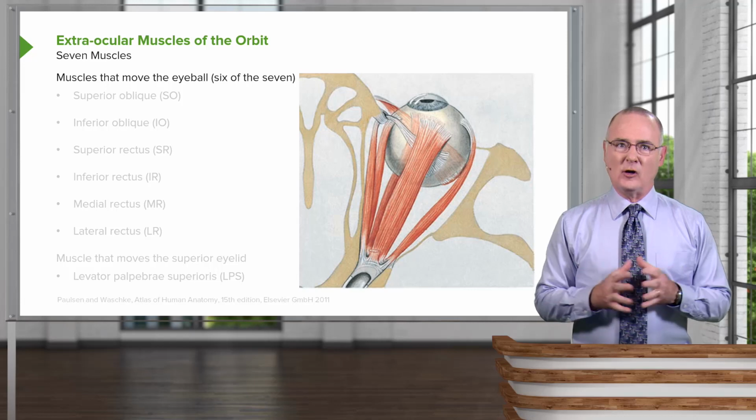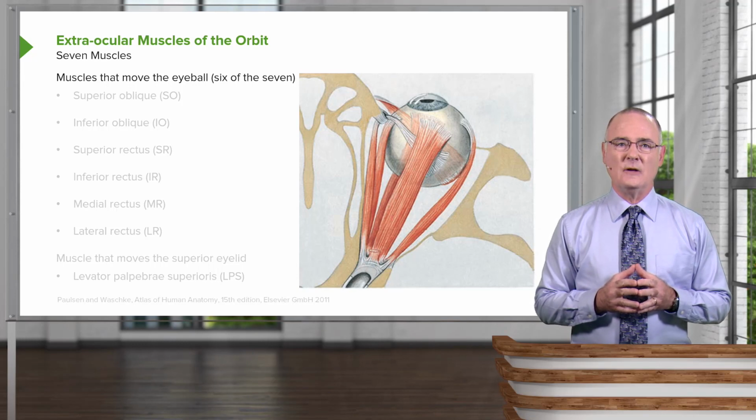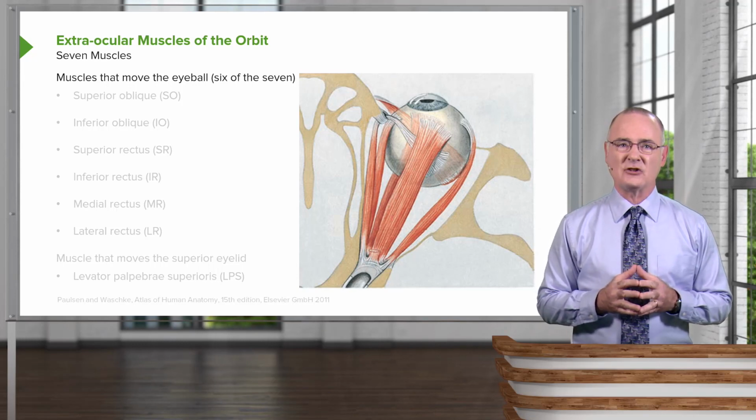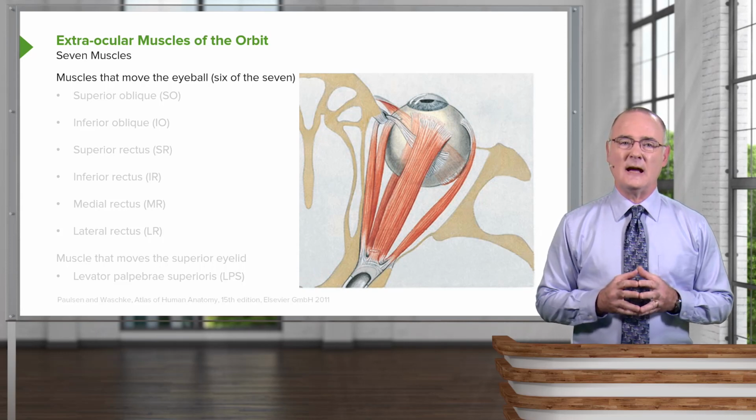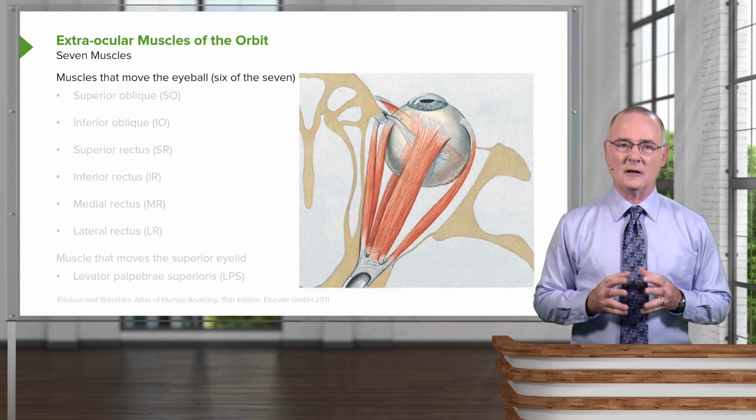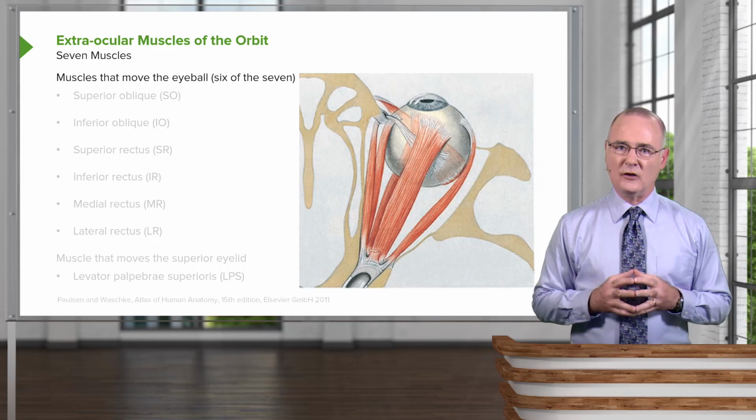When we think about the orbital muscles, we're going to have two groups of muscles. The major group would include 6 muscles that actually attach to the eye and move the eye. And then the other group is a one muscle group. And we'll be able to look at these muscles individually as we work through this presentation.